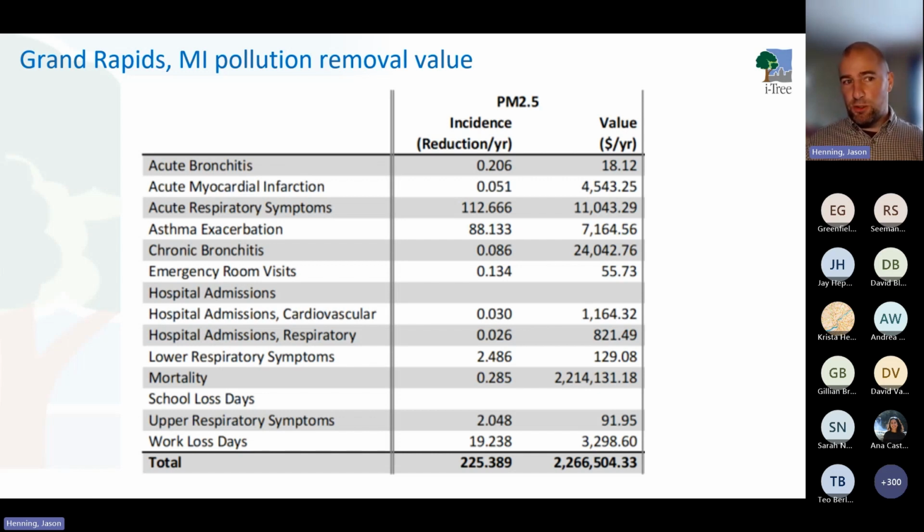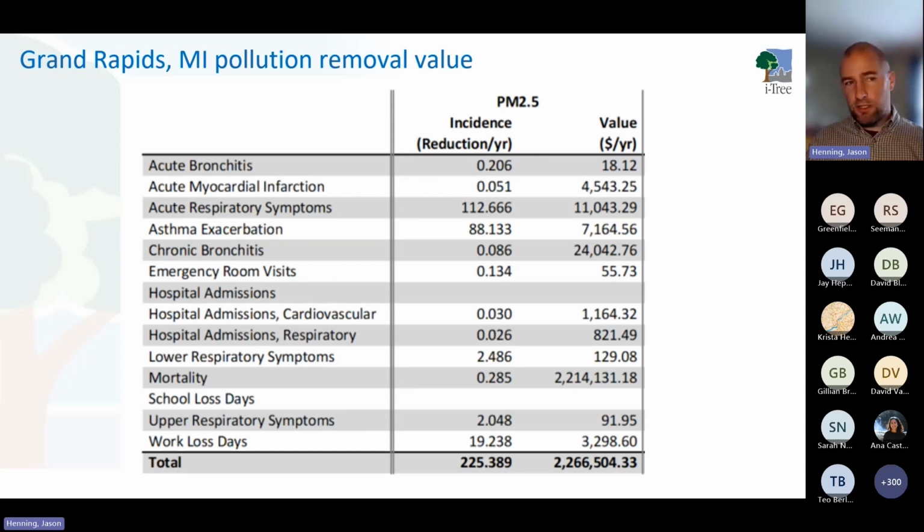So this is specific to air pollution removal by trees, but we have these health outcomes within iTree Eco based on that reduction in air pollution. So we estimate we're going to reduce 112 acute respiratory symptoms during that calendar year, 88 asthma exacerbations during that calendar year, and put a monetary value on those improved health outcomes. So all of that goes on within iTree Eco. It's used to come up with those monetary values that show up in all our tools for air pollution removal.